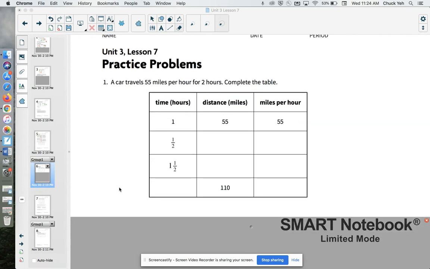All right, so I'm going to go over the answers. Pause it when you're ready to find the answers. Then you can unpause it and see how you did, and then remember to submit it when you're done.